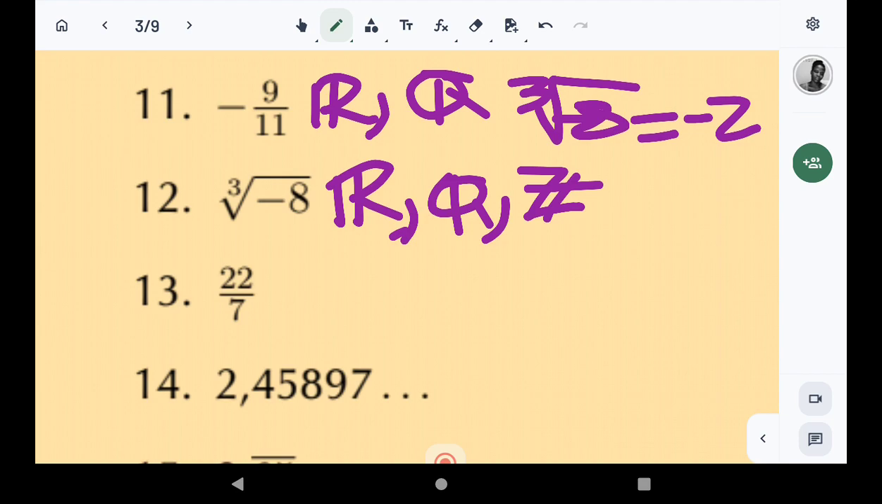22 over 7, yes, that is real. It's a real number. You can find it in your calculator. Is it a rational number? Definitely. Yes, it's an integer over another integer. But is it an integer? No, it's not. So this is where it ends.